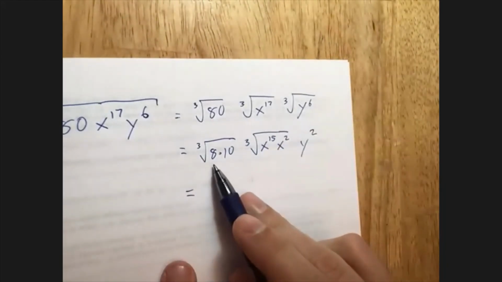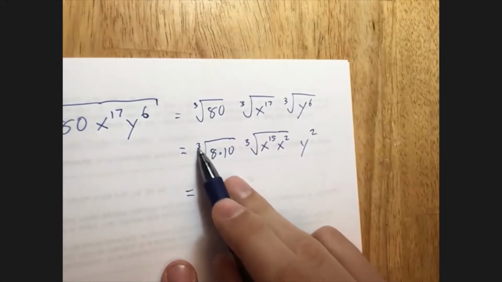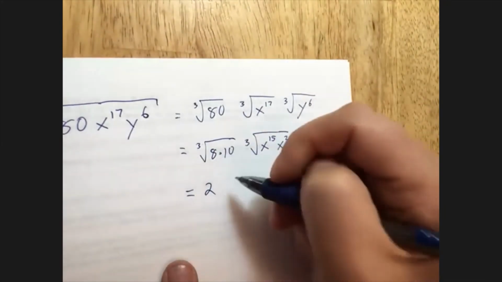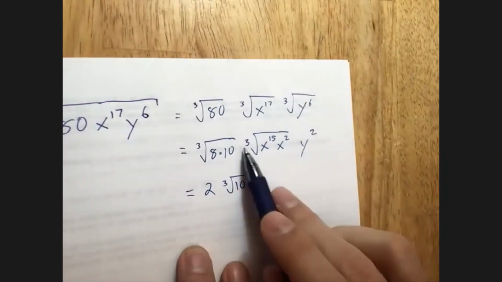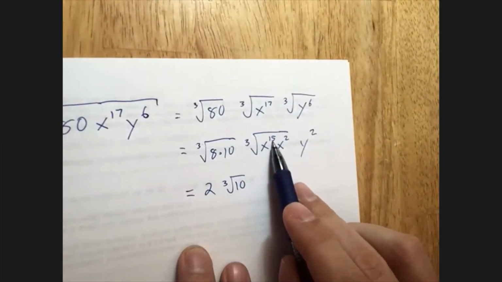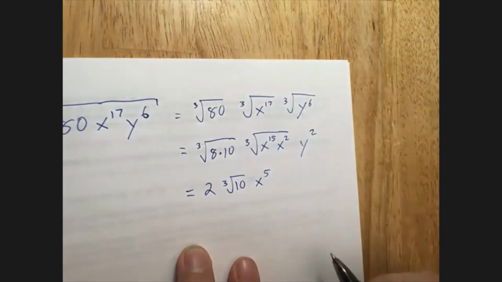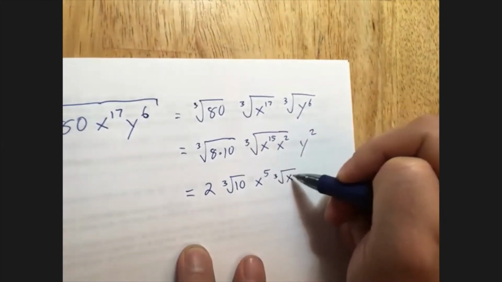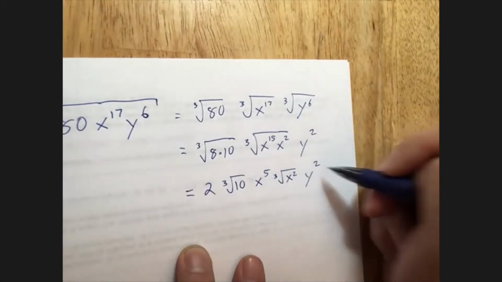Okay. Here we have the cubed root of 8 times the cubed root of 10. Cubed root of 8 is 2, because 2 cubed is 8. And the cubed root of 10, nothing can be done there. Here we have the cubed root of x to the 15. Well, we divide 15 by 3. We get x to the 5 times the cubed root of x squared. This number is bigger than this number, so I can't simplify that anymore. And then the y squared.